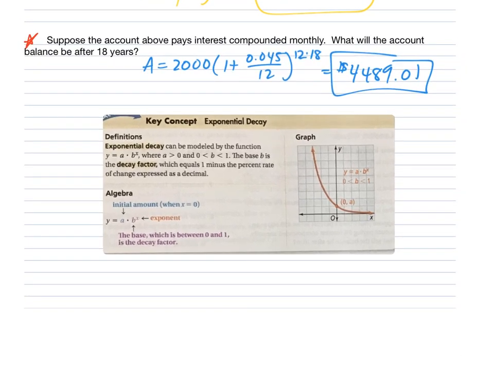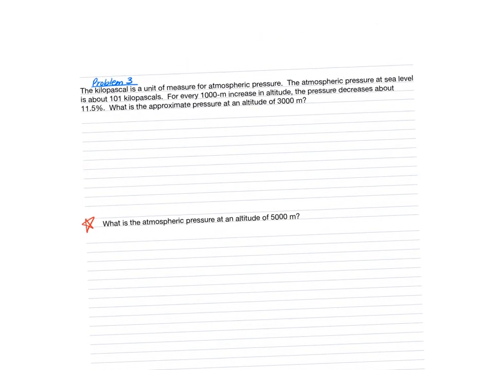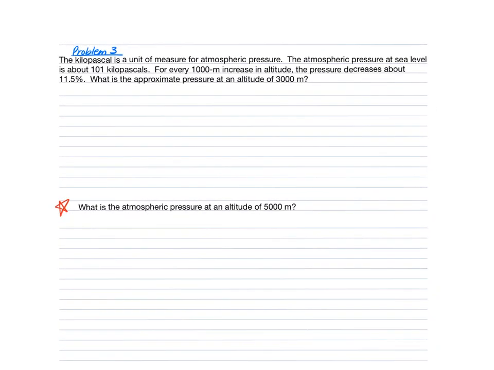It's the same exact thing, except the base now is a number between 0 and 1. It's not going to be bigger than 1, so that means it's going to be going down. As x gets bigger, as time goes on, it's decaying instead of growing. Okay, so let's see a problem with that. We're going to do it the same exact way, just our base is going to be lower. Things are getting smaller instead of getting bigger.